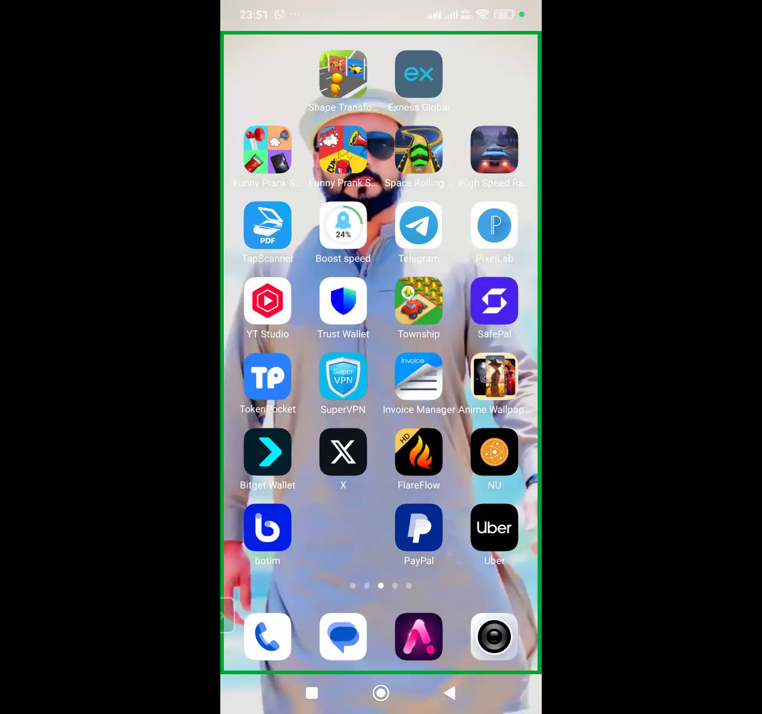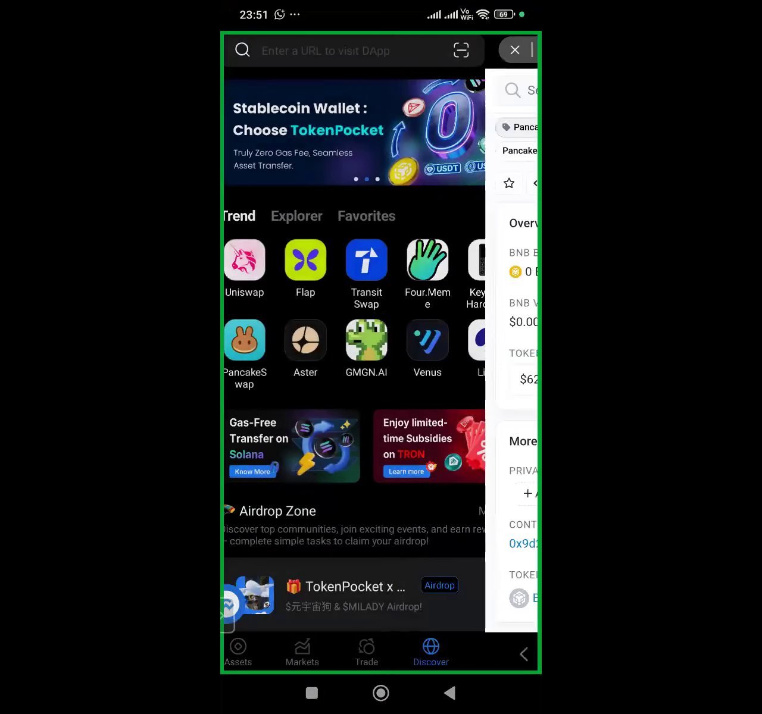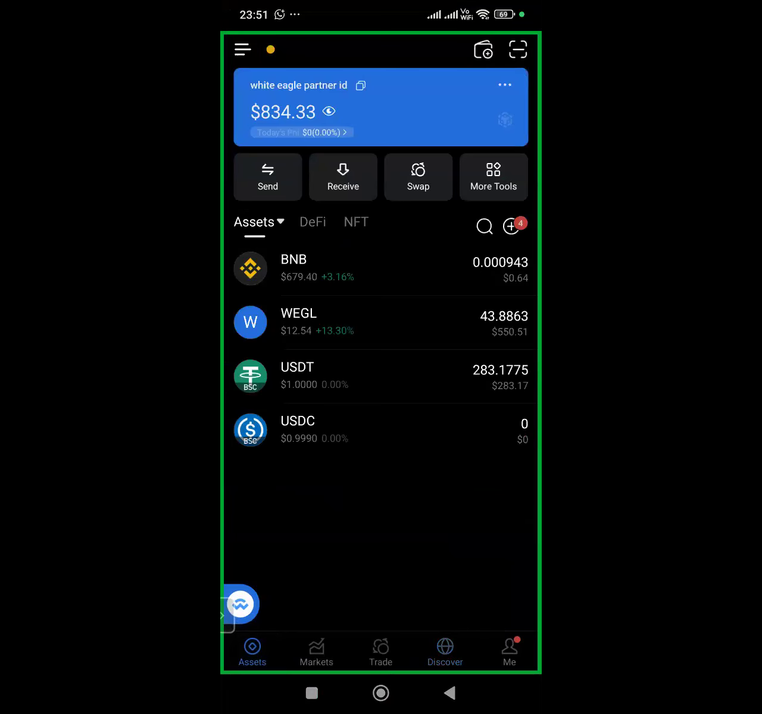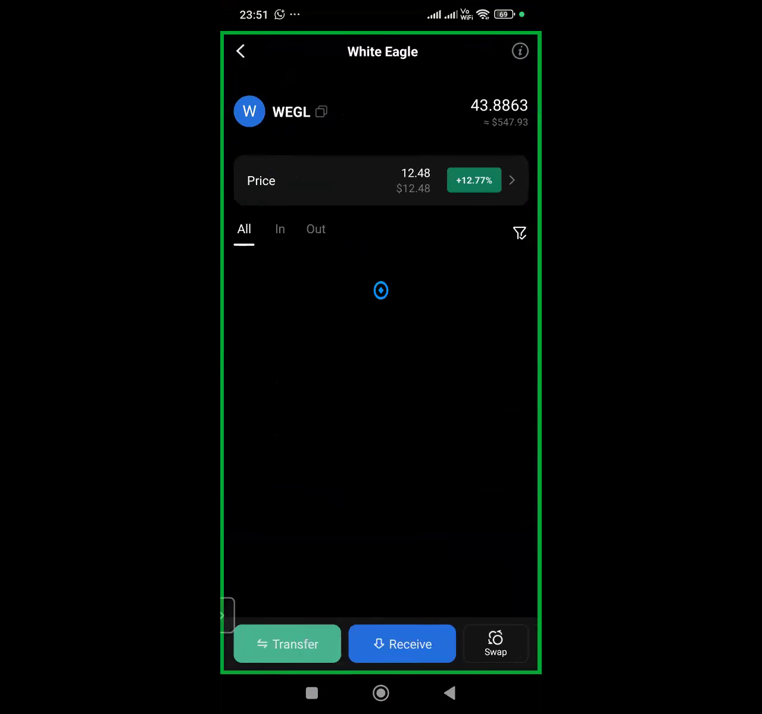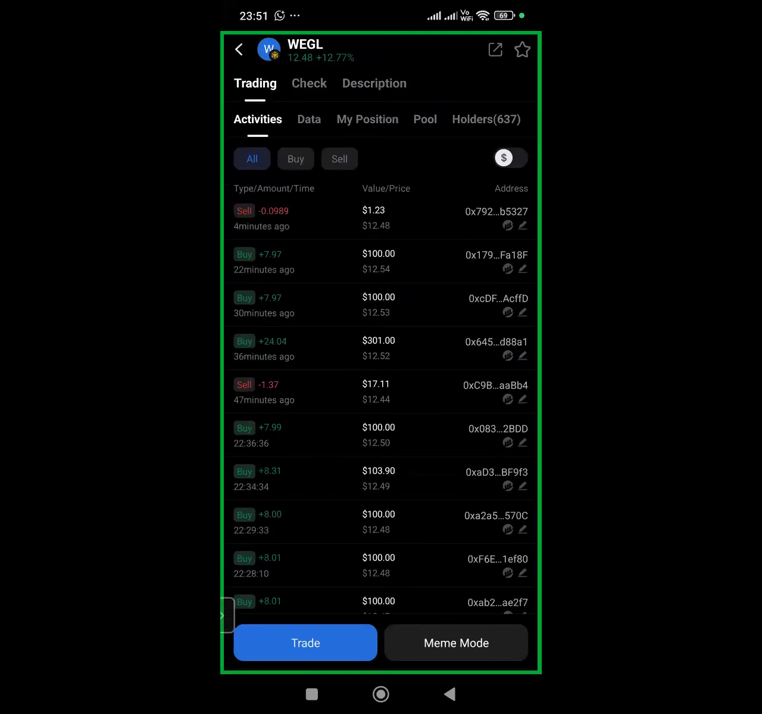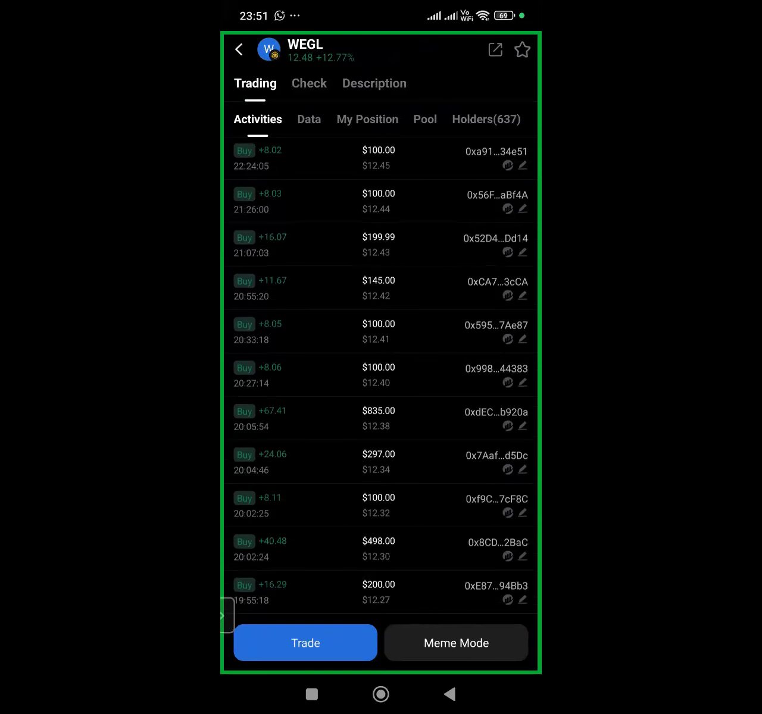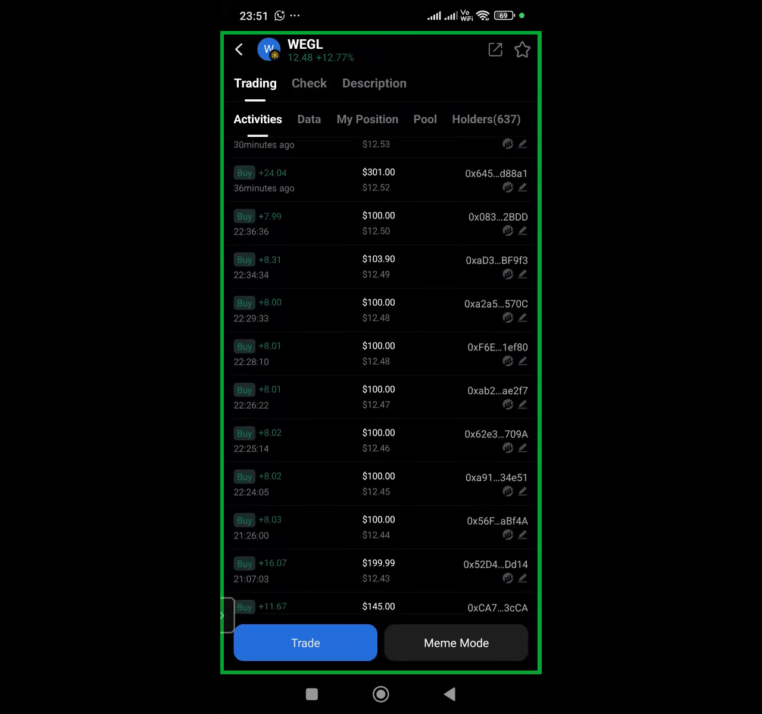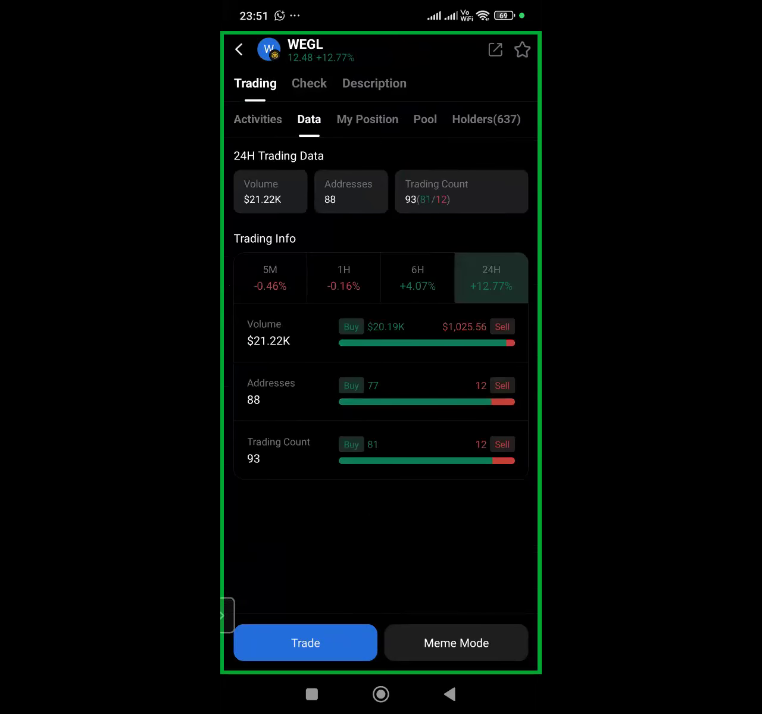Even you can go to your wallet. Suppose I am on my wallet. This is my Trust Wallet token pocket. You can see the price here. Some people are saying the value of the token is moving up fake. My brothers, this blockchain does not lie. If you click here on buy, these are the people who are buying. These are the transaction hashes. You can see the data here, everything: the volume, addresses, everything.